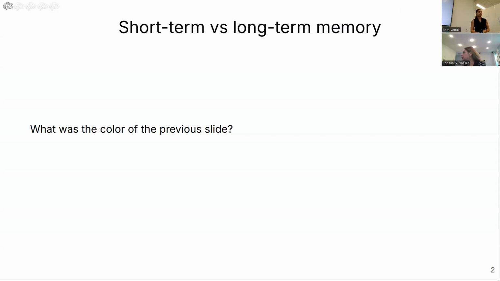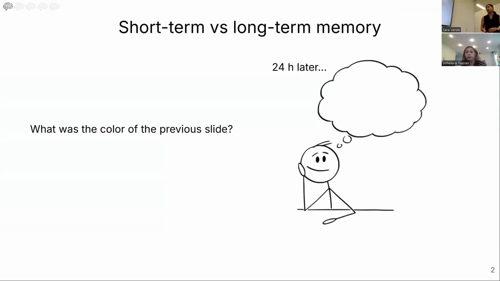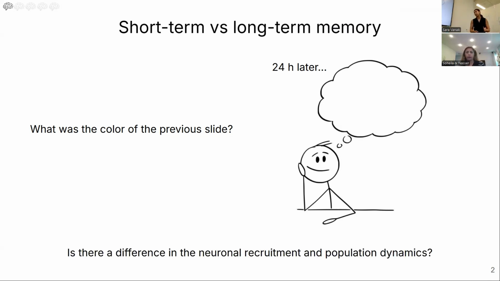But if I were to ask you that 24 hours from now, that would be considered long term memory. So if I do ask you that tomorrow, please don't forget about it. And intuitively, we know the differences between short term and long term memory. But in this talk, we want to look at that biologically. Specifically, what are the differences between short-term and long-term memory in the neuronal recruitment and population dynamics.